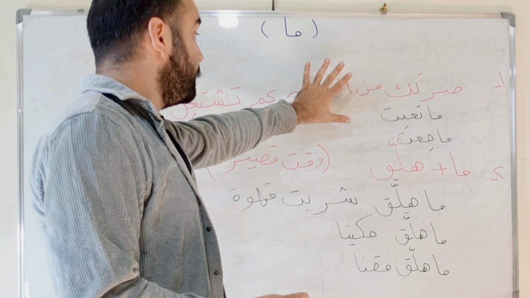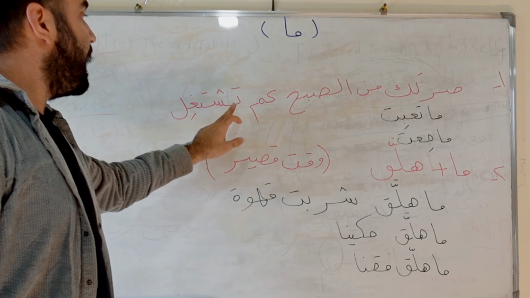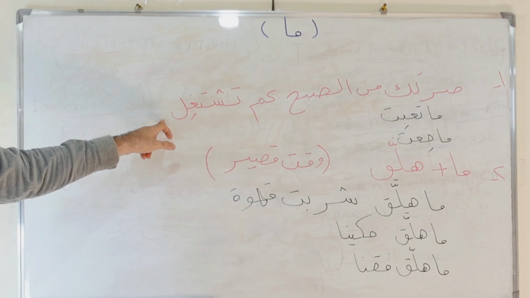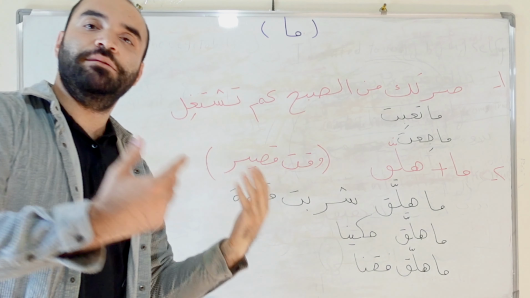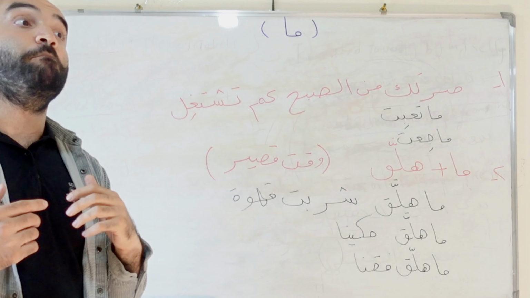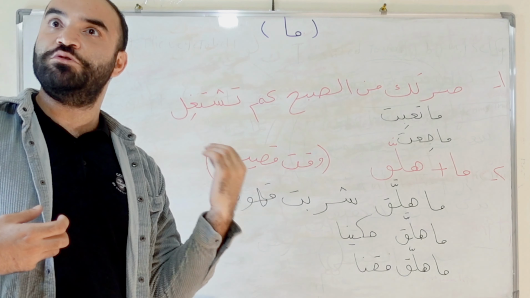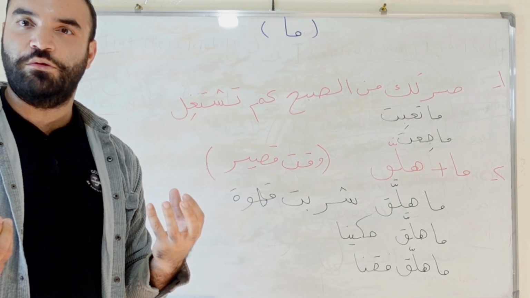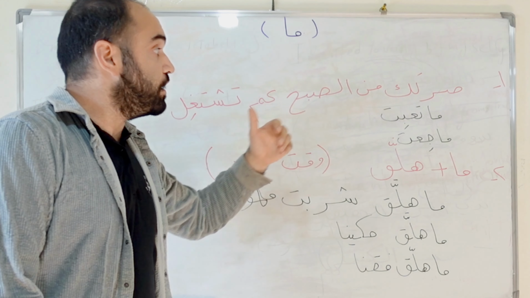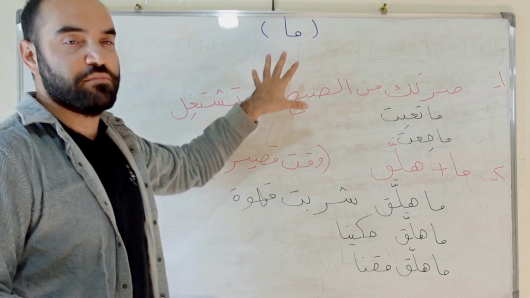So firstly, the first one, you use ma, for example: صار لك من الصبح عم تشتغل. You have been working since morning. And then you say ما تعبت, you didn't get tired. ما جعت, you didn't get hungry. So you use this one. Why did he use ma here? What was the occasion of it? You use it when you're asking someone, you know, you didn't do something. سؤال, like it's negation as well. It's not something new for it.